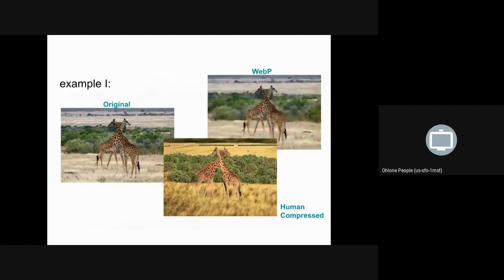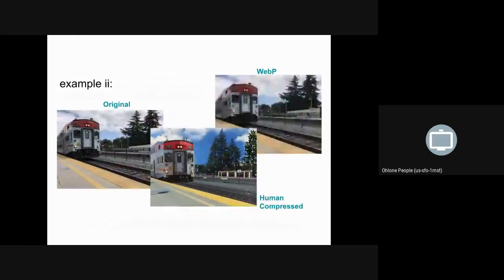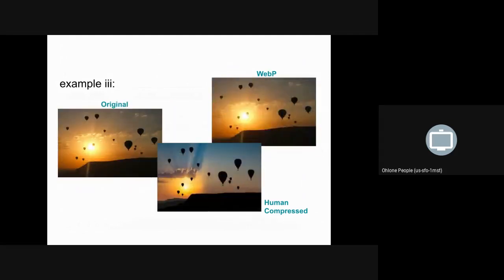And so here are some examples. This is, again, the WebP here. We're using WebP at a rate which results in a file whose size is always slightly larger. We want to be more righteous than Mother Teresa. So always a WebP file slightly larger than that for the human compression. So that's one example. Here's another. Here's another.